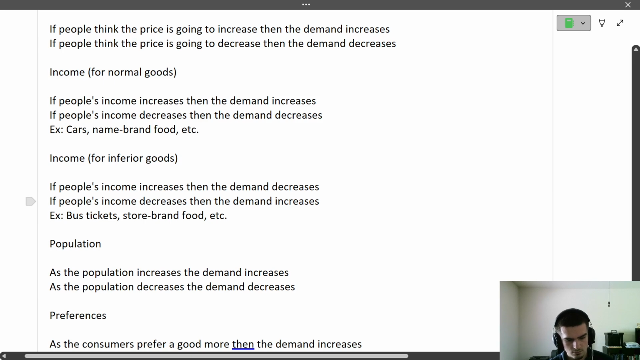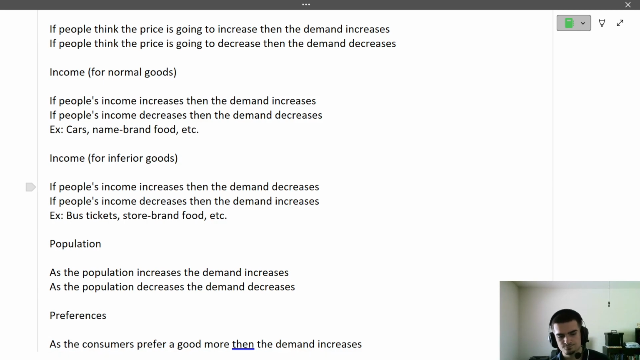If someone's income decreases, then their demand... Oh wait, I mean the wrong one. If people's income decreases, then their demand is going to decrease for normal goods, right? Because they have less money to spend, and now they're going to buy less stuff.